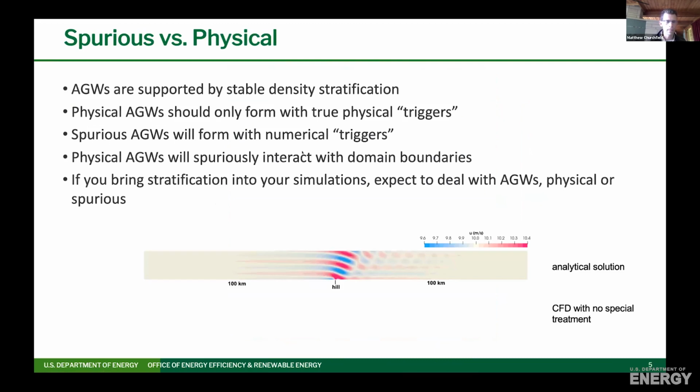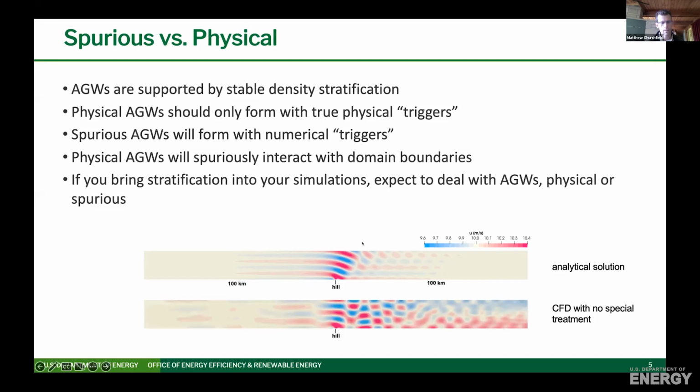Spurious versus physical. Atmospheric gravity waves are really there in the real atmosphere. So you may do a simulation with something like a hill in it, and you might trigger real gravity waves in your code. If it includes buoyancy, it will capture gravity waves. But your code also could have numerical things in it that act as triggers and create spurious gravity waves, or the real gravity waves can bounce off domain boundaries. So if you bring stratification into your simulations and your simulation domain is big enough, expect to have to deal with gravity waves.